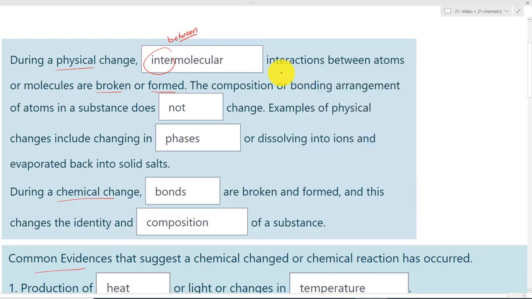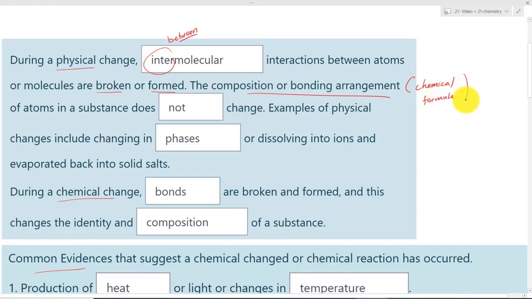And we look at this carefully. The composition and the bonding arrangement of atoms in a compound, we talk about the chemical formula, okay? The chemical formula does not change. So we can abbreviate this. This could be chemical formula. So the chemical formula does not change, okay? And that is a physical change.